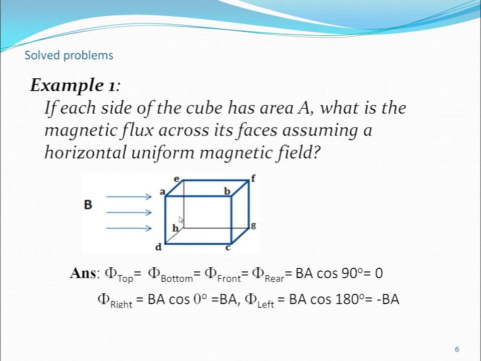If you take the left face AEHD, the N is drawn outward from the inside to the outside. It's directed in the opposite direction to the magnetic field. The angle is 180 degrees and you have minus BA. So when N is drawn for such a closed surface, we always draw from the inside to the outside.